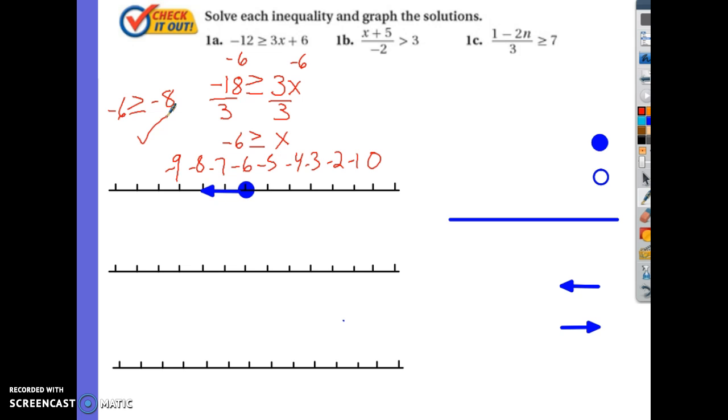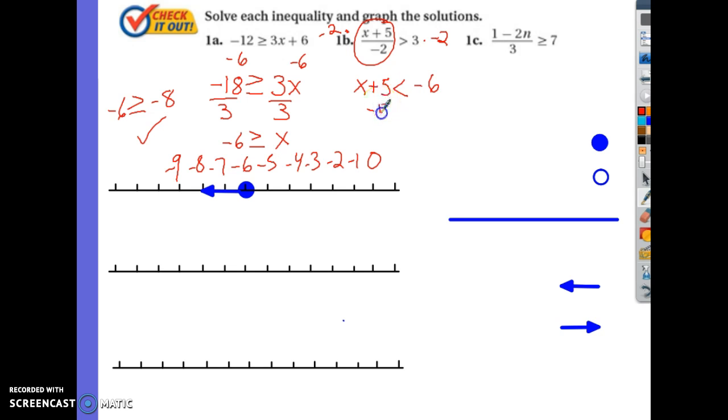All right, on to 1b. So we have a fraction here, so to isolate x plus 5, we have to multiply by negative 2. What we do to one side, we have to do to the other, so times negative 2. But remember, when we multiply or divide by a negative number, you switch the sign. So now, to rewrite, we have x plus 5 is less than negative 6.